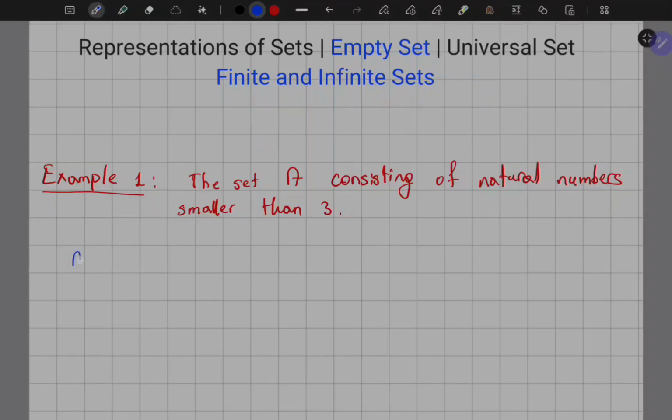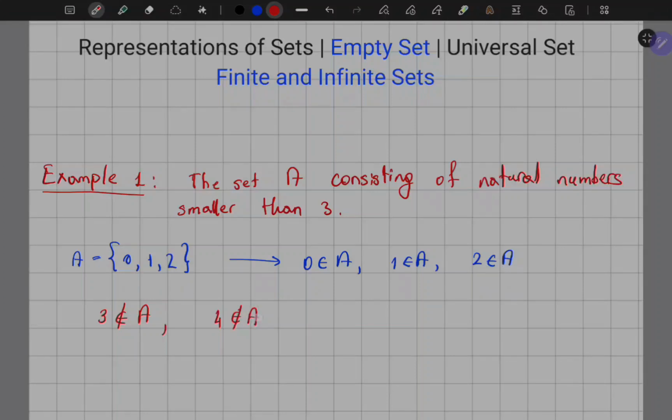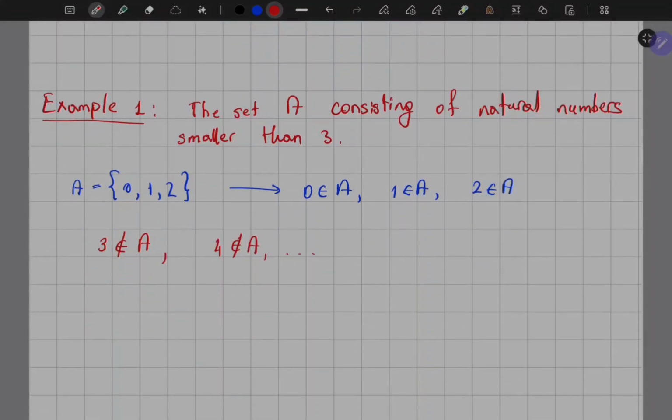So our set A consists of 0, 1, and 2. Using membership notation, we can show this. 0 is an element of A, 1 is an element of A, and 2 is an element of set A. Now, as you can see, 4, 3, or 5 are not elements of set A. So 3 is not an element of A, 4 is not an element of A, and so on. Numbers greater than or equal to 3 do not belong to this set.